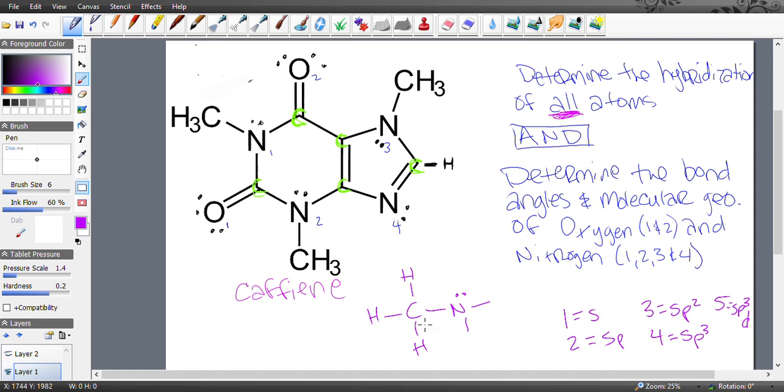So, looking at this, 1, 2, 3, 4 electron groups. So the hybridization on this carbon right here is going to be sp3. On nitrogen, 1, 2, 3, 4, sp3. Carbon, 1, 2, 3. So this one's sp2, I believe. And then oxygen, sp2.